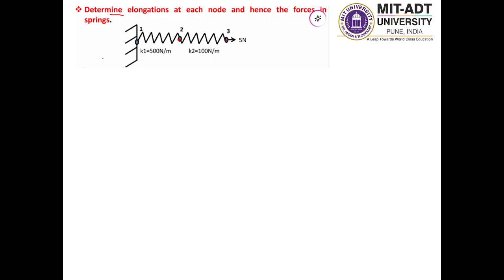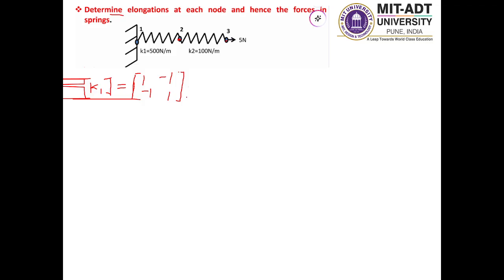So for this problem, first we need to define the element stiffness matrix for this element k1. So I'm going to define the k1 matrix, which is the element stiffness matrix. k1 can be defined as, so k1 is equal to the standard matrix, which is 1 minus 1 minus 1 and 1.